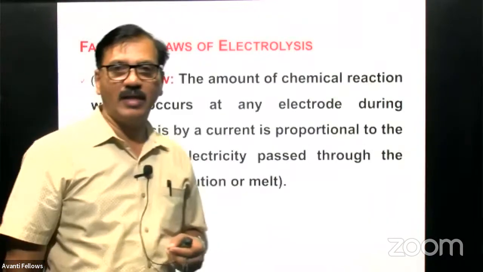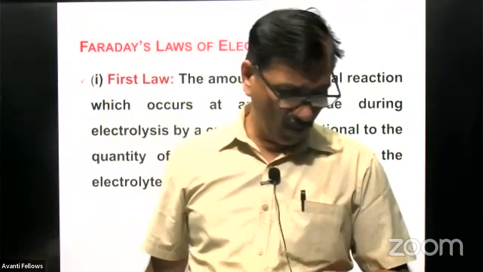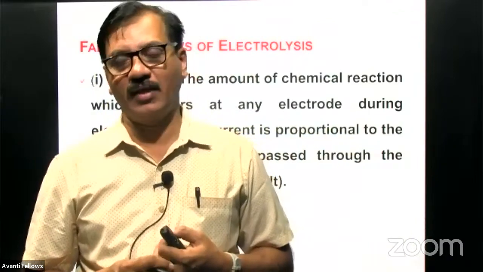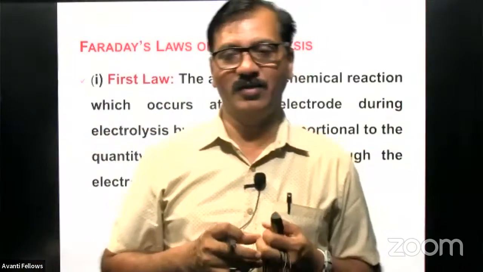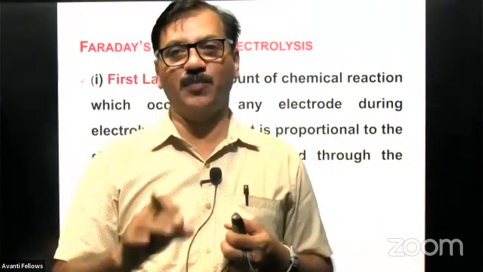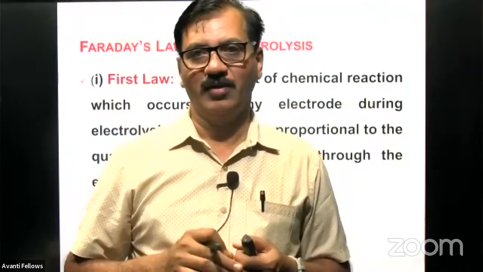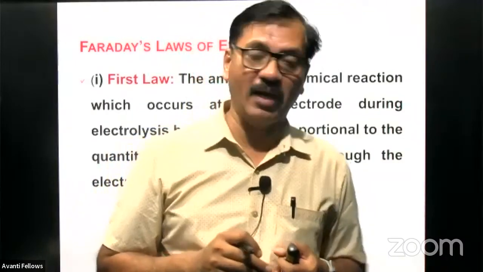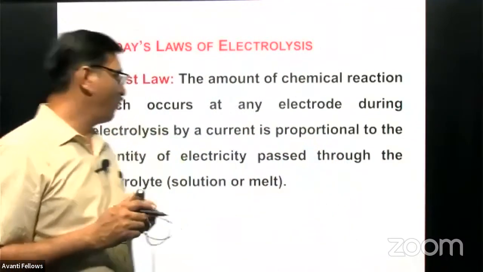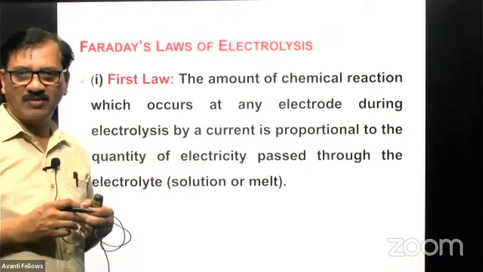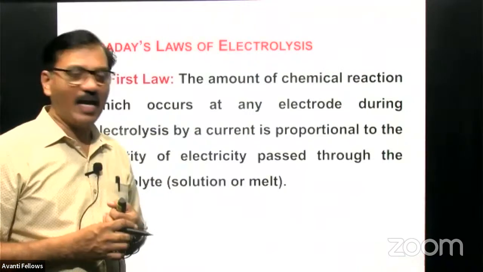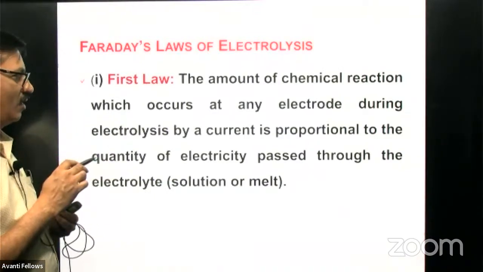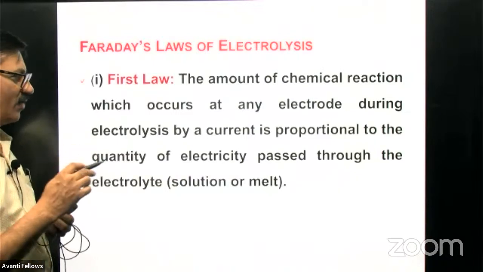Now, the other thing is the amount of substance produced at the electrode. What is being produced depends upon the electrode potential values and also the nature of the electrodes, right? Now, how much is produced is determined by Faraday's law. There are two laws. The first law says the amount of chemical reaction which occurs at any electrode during electrolysis by the current is proportional to the quantity of electricity passed through it.